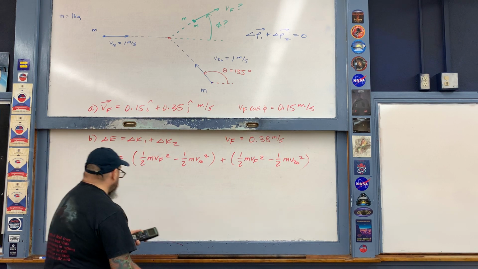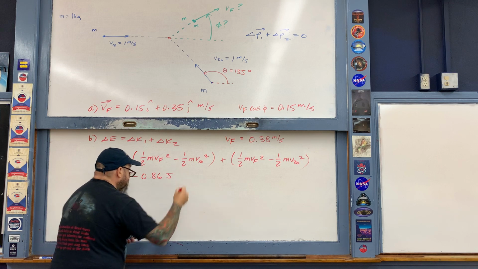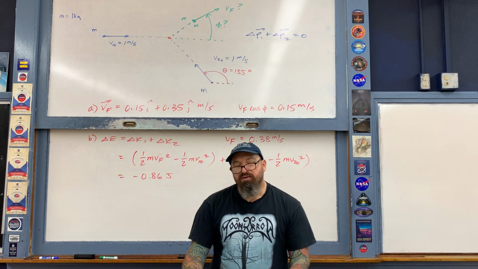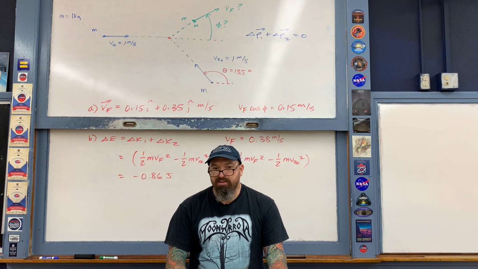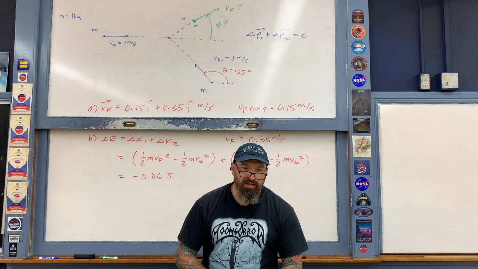So after all of that, once again, we end up with a relatively small amount of energy that's lost as heat. Here in the example, negative 0.86 joules. Once again, it's negative because the final energy of the system is a little bit less than the initial energy because of the heat loss. Okay, so that concludes the two-dimensional, perfectly inelastic collision.